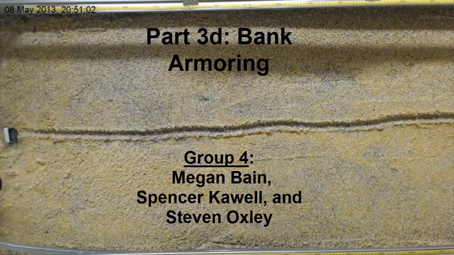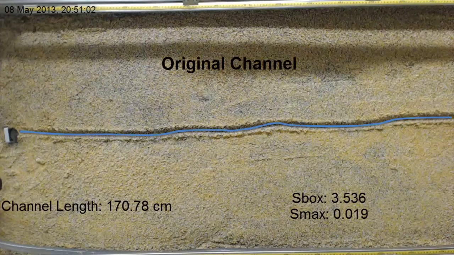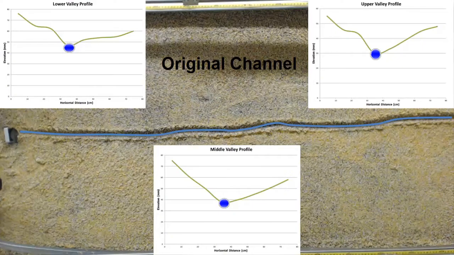In part 3D, we are going to discuss bank armory. We begin with a straight channel that has a length of 171 centimeters, an S-box of 3.536, and an S-max of 0.019.